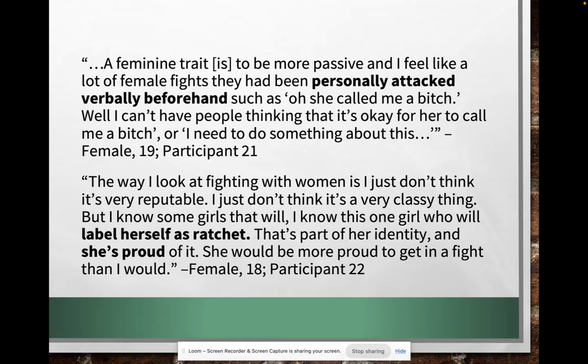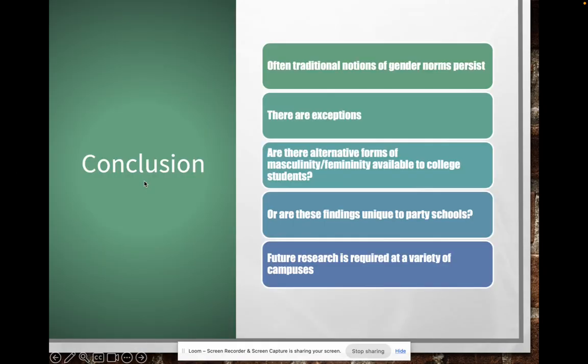So again, you can see my findings and then how I justify those findings based off of data, literal transcripts, quotes pulled from the data. And again, I tell you a little bit about who's saying that. In conclusion, you always want to summarize your findings. So often traditional notions of gender norms persist, but there are exceptions. And so this leads me to more questions, which is often the case when you collect data: you answer some questions, and then you come up with new ones.